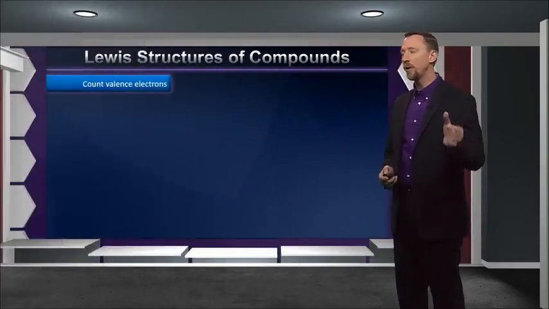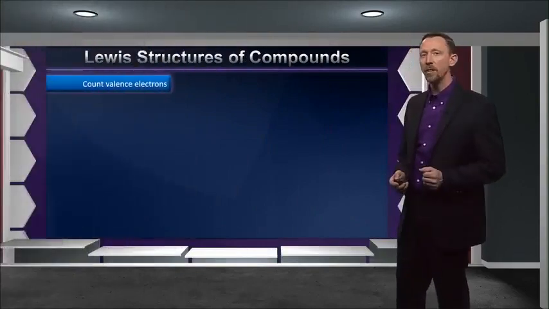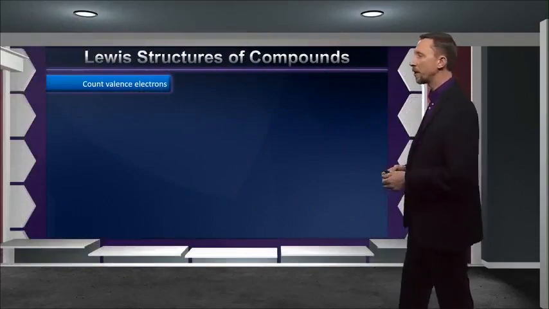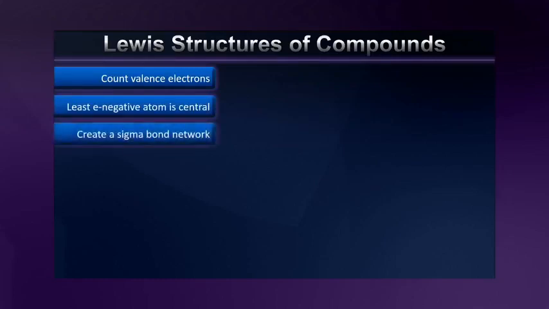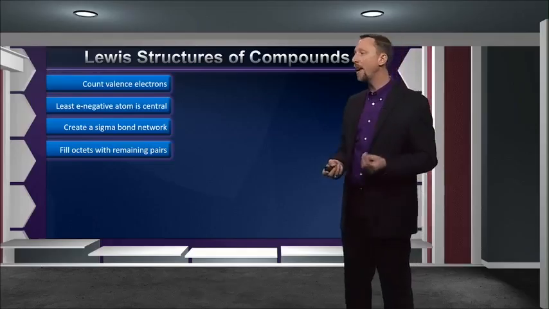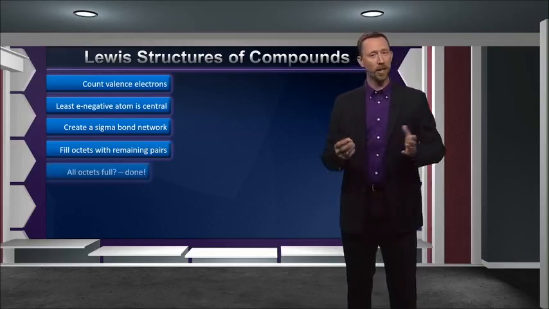Now, there's a simple trend or a series of steps that we need to follow to construct a proper Lewis structure. The first thing we do is we take all the atoms present in our compound and count the electrons in their valence shells. Next, we place the least electronegative element in the center of our molecule. Then we create a sigma bond network. That means the first bond between the central atom and all the other atoms around it, counting up how many electrons that takes. The next thing we're going to do is fill the octets of our outer atoms with the remaining pairs. And if we have just enough electrons to get the job done, we can stop.